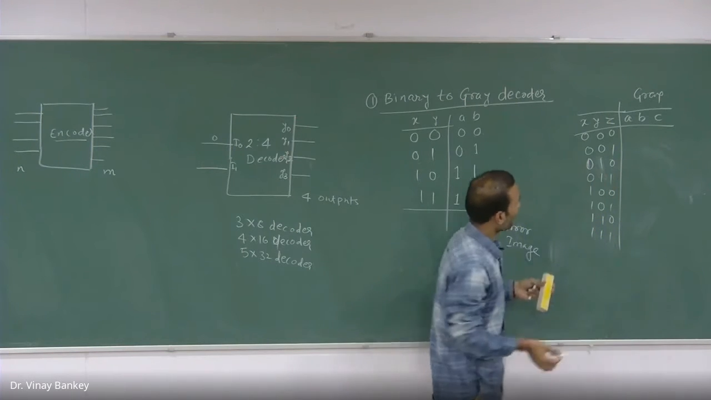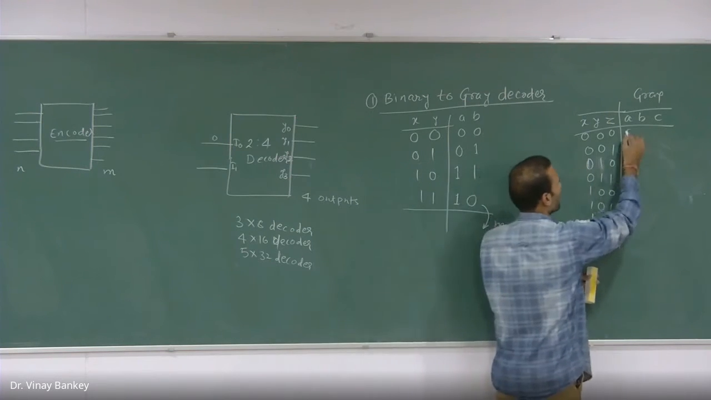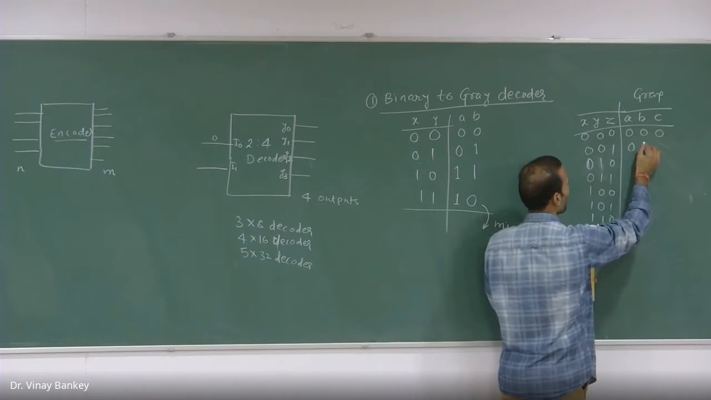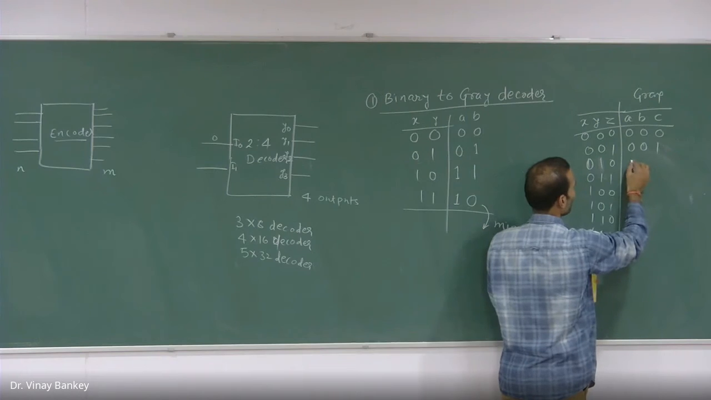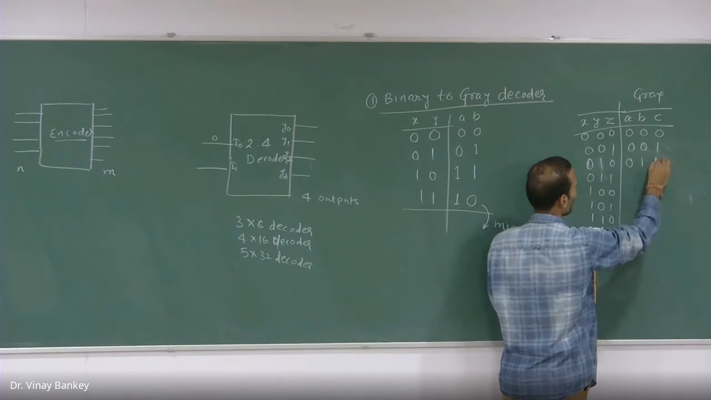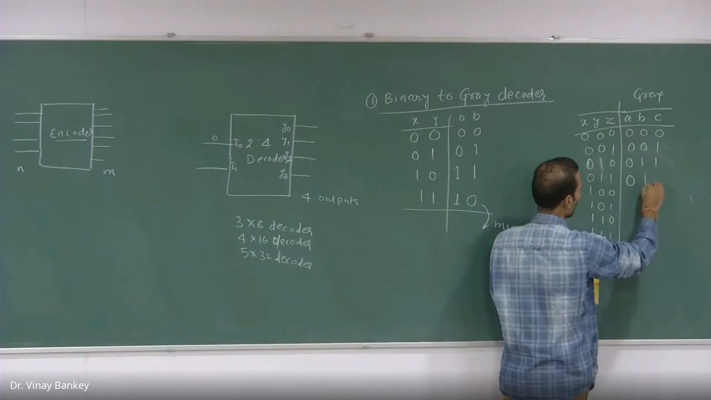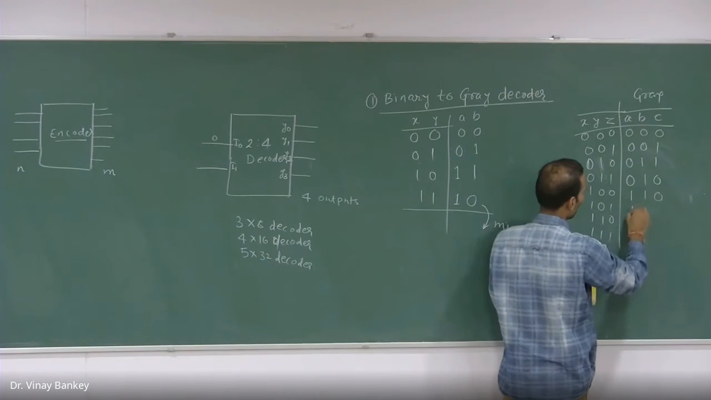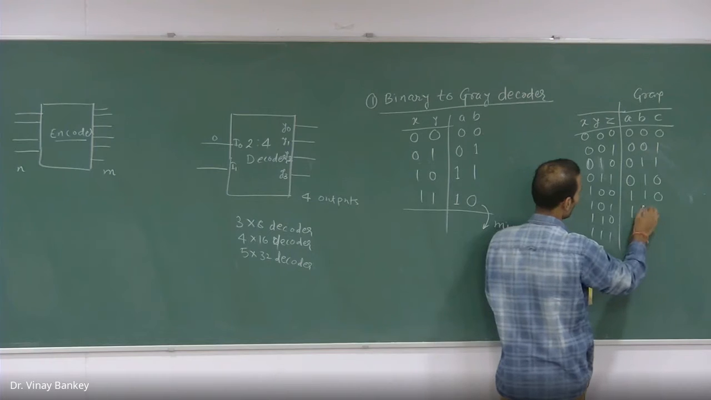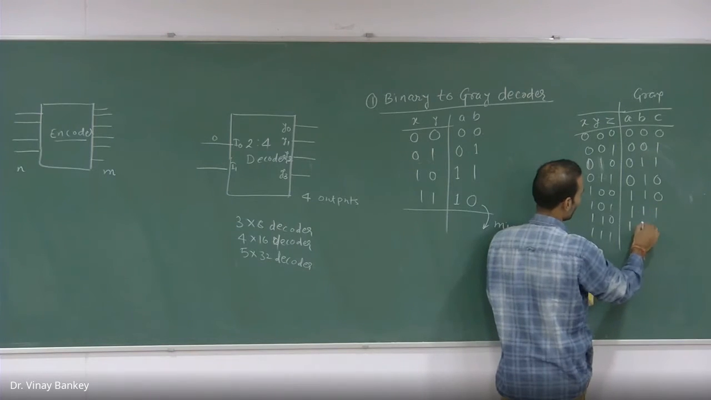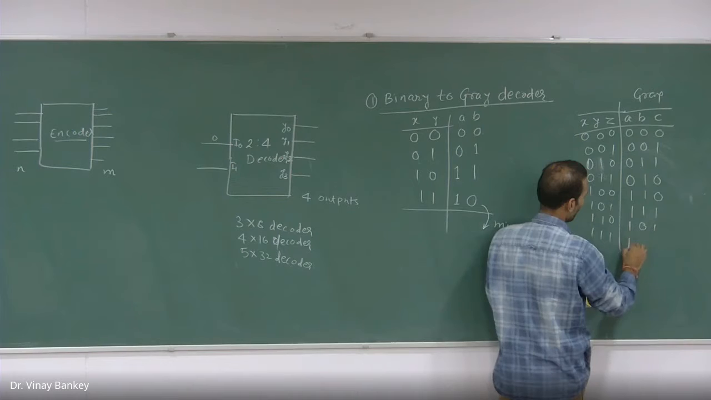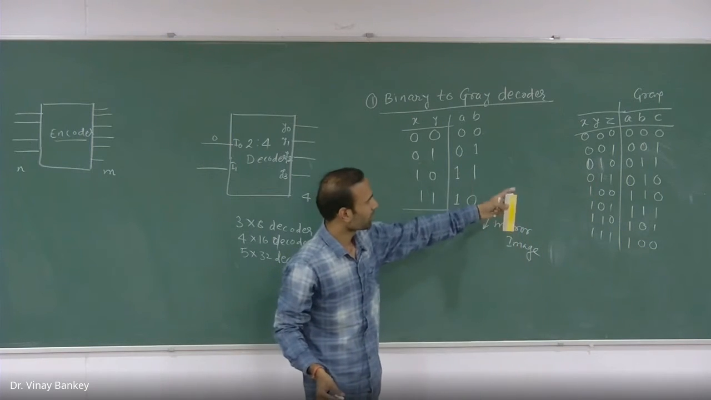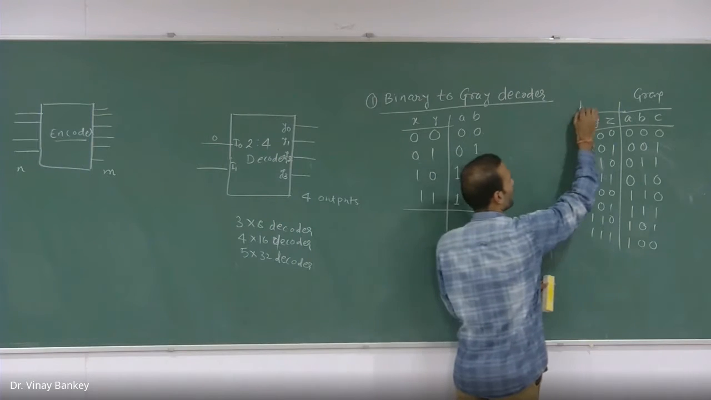So now the gray code: 0, 0, 0, and for this 0, 0, 1, this will be what? 0, 1, 1, 0, 1, 0, and here 1, 1, 0, 1, 1, 1, 1, 0, 1, 1, 0, 0. This will be the representation of 3-bit binary number to gray code.